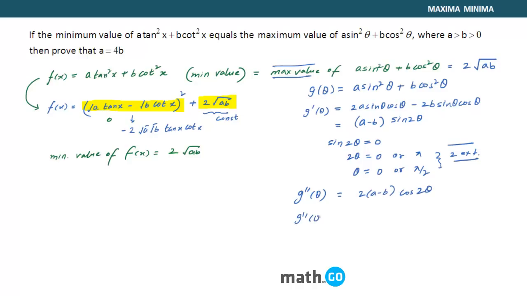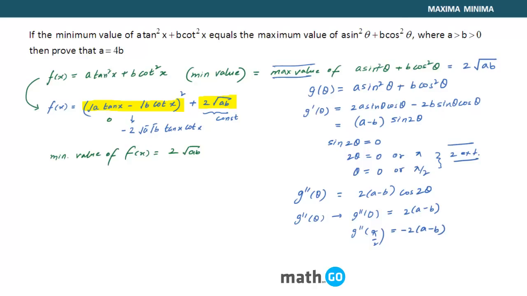What is g double dash theta at 0? We want to find g double dash theta at x equal to 0, let's say. So this will be 2 times a minus b, right? And let's say what will be the value when we say g double dash at pi by 2. Now tell me what will be the value. So this value will be nothing but negative of this particular value.